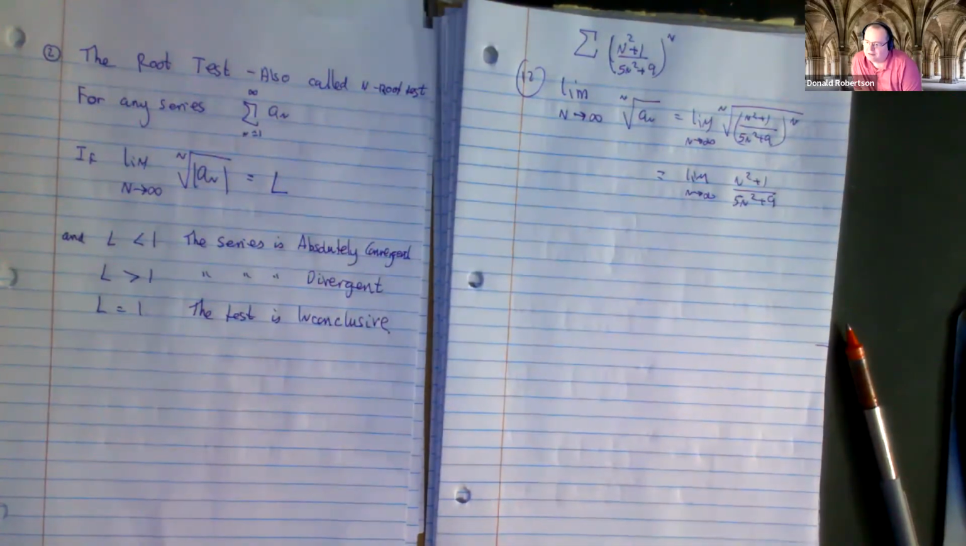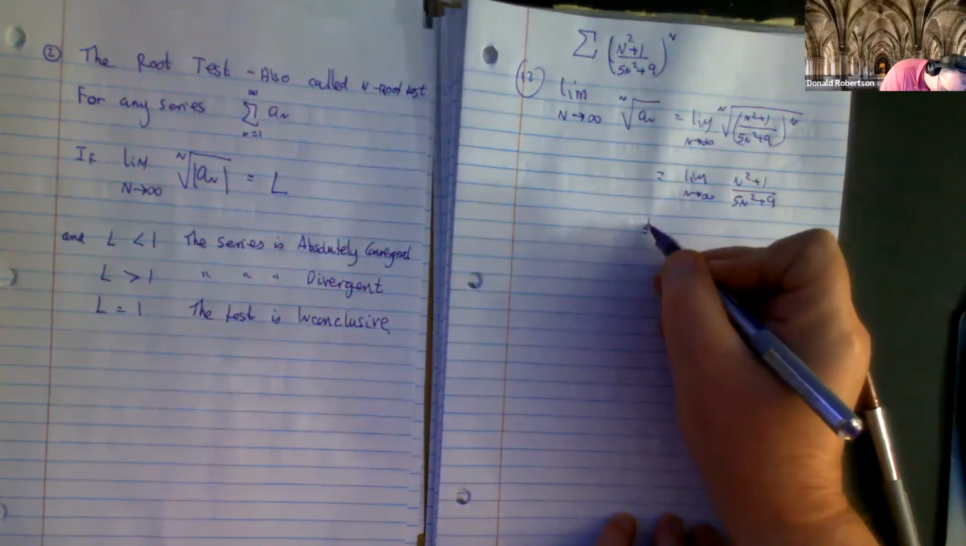Okay, that makes sense? Nth root of something raised to the power of n. Basically, they cancel out. Isn't it a bit like taking the square root of something squared? Right, they cancel out. Now, this fella, if you do L'Hopital on it, gets you 1/5. Great.